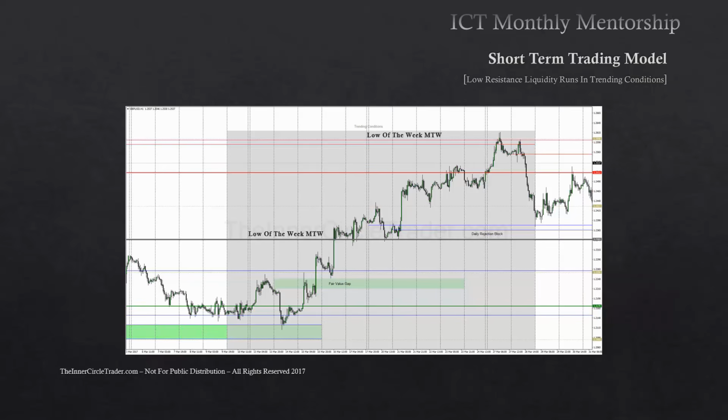to form. In the first week, we see here Monday, Tuesday, and Wednesday. The low forms on Tuesday. Notice the low forms off of a logical PD array in a discount fashion. Trades down to a fair value gap that's seen on the daily chart. So price trades up, creates a high that's slightly higher than Monday's high on Wednesday, and then breaks through it and creates a higher high for the week.